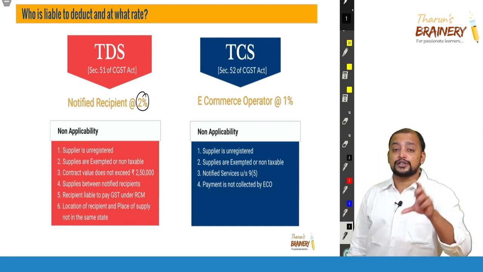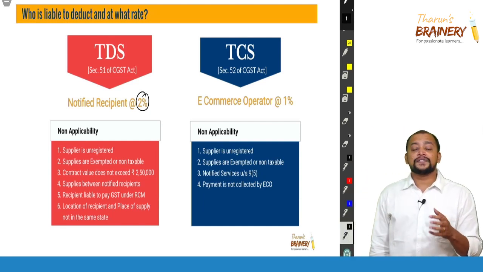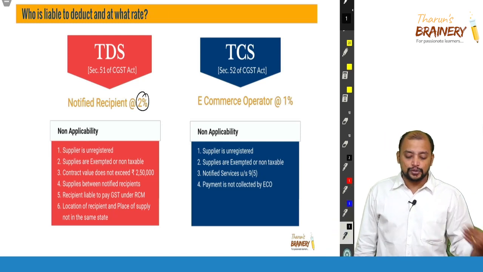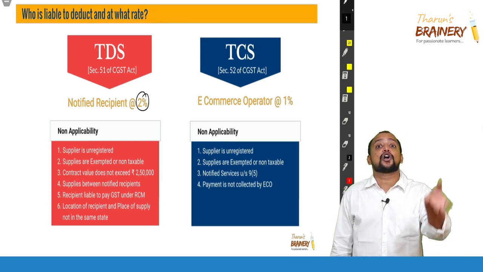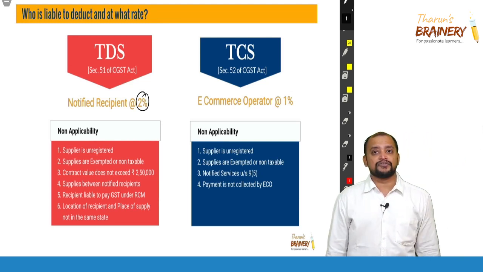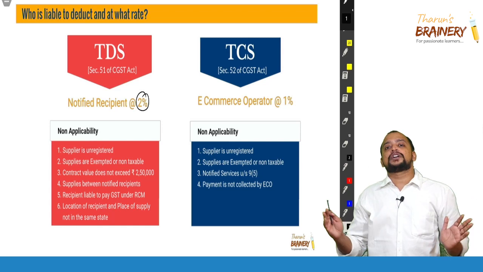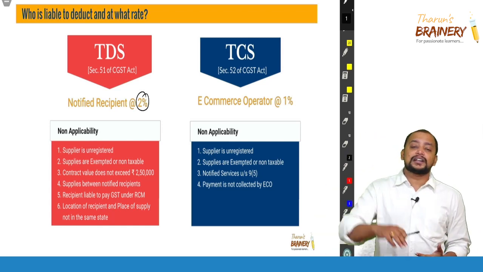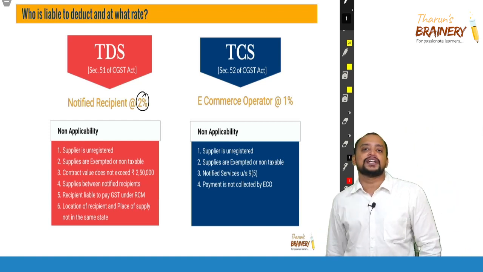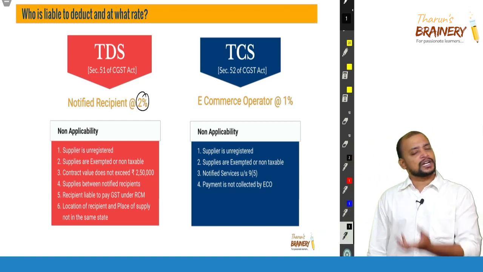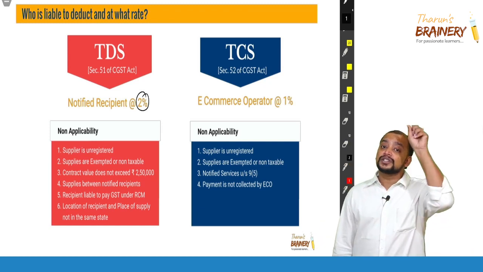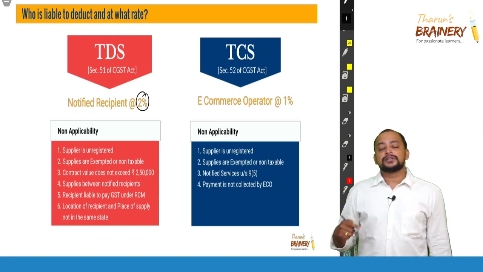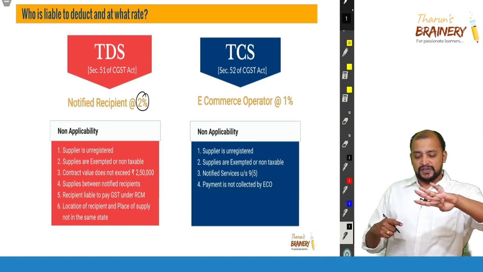And then contract value does not exceed 2,50,000. Very, very important: it is not the payment received, it is the value of supply under a contract. Value of supply under a contract does not exceed 2,50,000. Which means the total contract is for a period of say 8 months or 1 year, and the total value of supplies under the contract is more than 2,50,000, but this month we received only 50,000. TDS will still be applicable because we need to see the contract value.